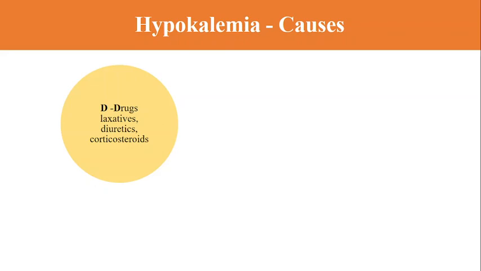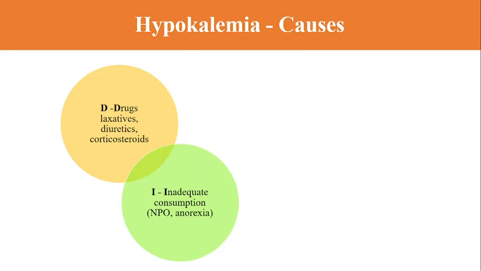D stands for drugs. When a person is started on, say, diuretics, especially loop diuretics or thiazide diuretics, there is a chance that potassium can be lost from the body. So diuretics, laxatives, use of corticosteroids, all these things can lead to hypokalemia. Laxatives, because the stools which are being excreted are going to be more, and then the potassium level is going to decrease in the body.